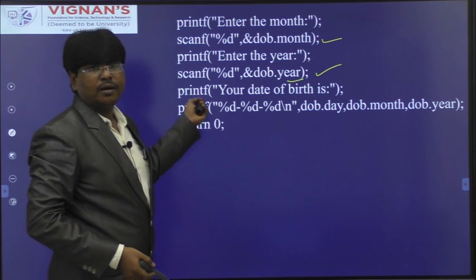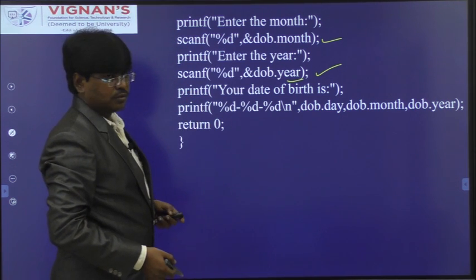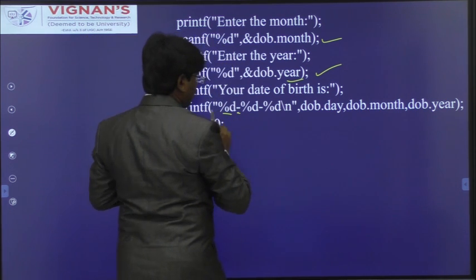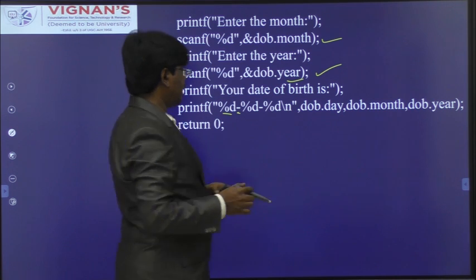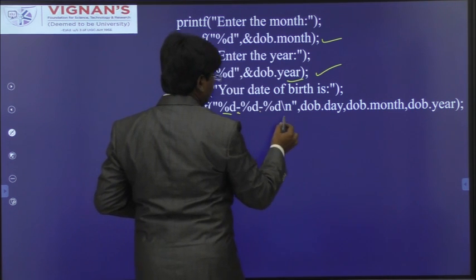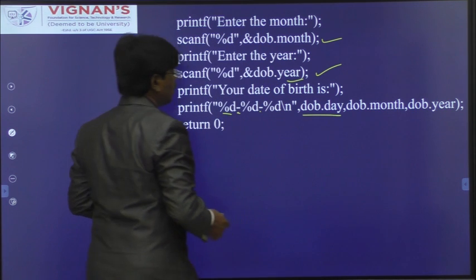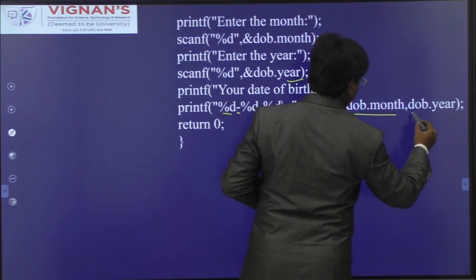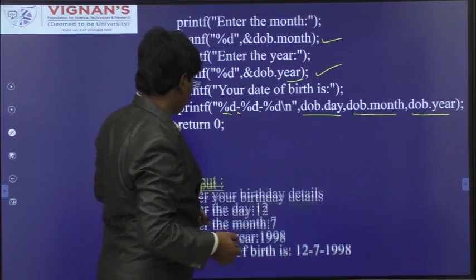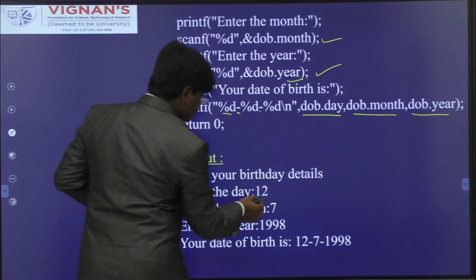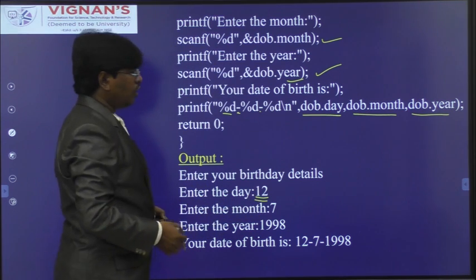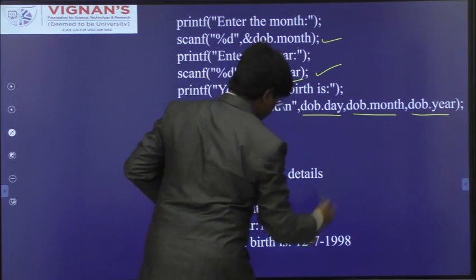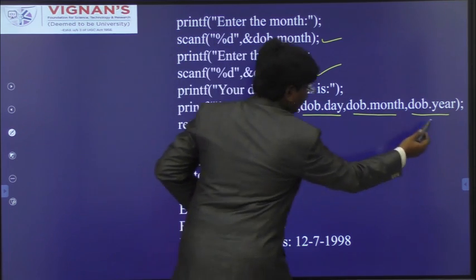After that I am printing the date of birth. How am I printing? %d hyphen, I have to print like 17-10-1998, like that. For that purpose I have taken hyphens here. The first value it has to print is DOB dot day, the second value DOB dot month, the third value DOB dot year. Whatever details I have given, first 12, I have given the date 12, it will be stored in DOB dot day. 7 will be stored in DOB dot month. 1998 will be stored in DOB dot year.